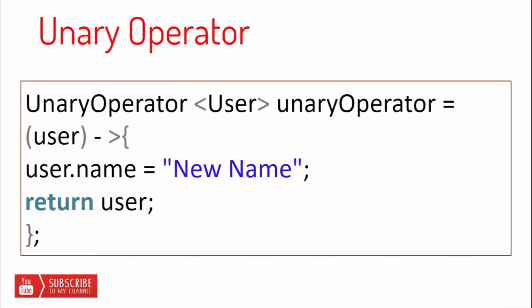Next is UnaryOperator. This interface in Java represents an operation. This operation takes a single parameter and returns a value of the same type. This is an example of a Java UnaryOperator implementation, where we have UnaryOperator which takes a type of User. And in the lambda, we are just updating the username and returning the same user again. So here you can see the input type, which was User, and the output type, which is again User, is the same.